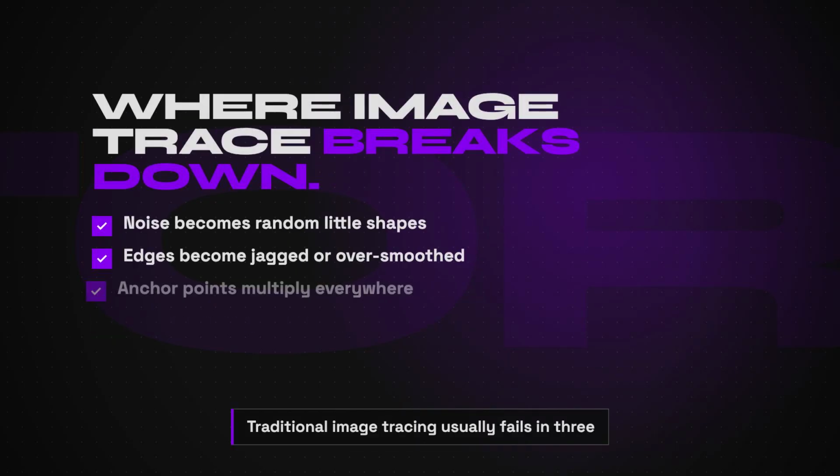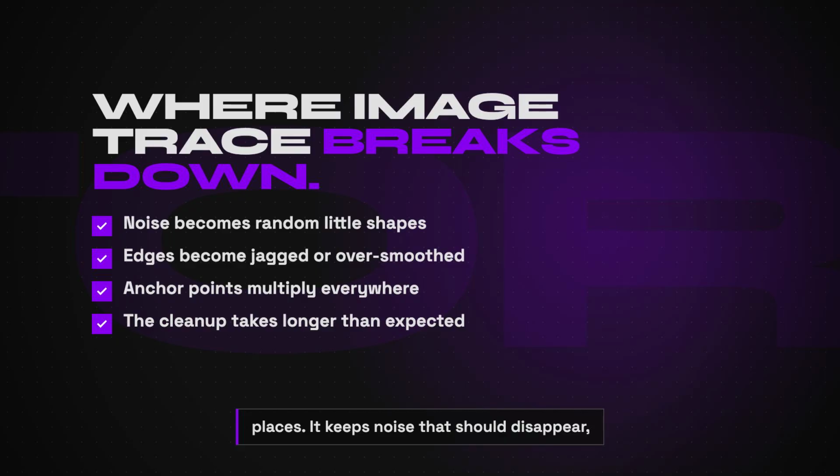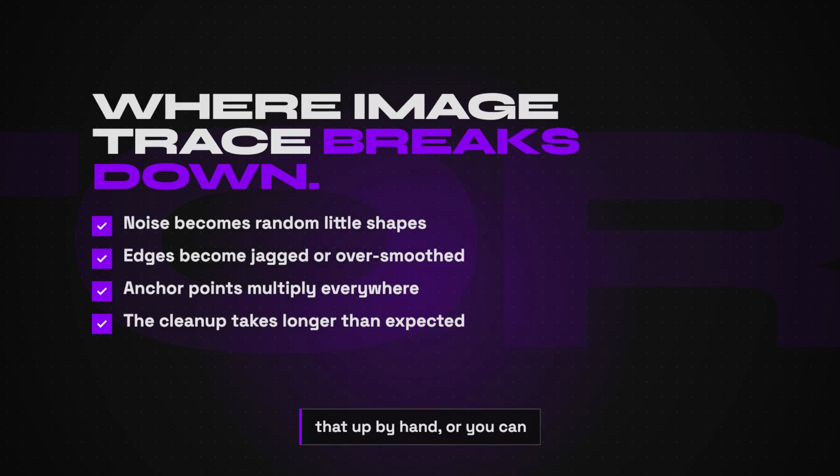Traditional image tracing usually fails in 3 places. It keeps noise that should disappear, it adds too many anchor points, and it turns soft pixels into awkward shapes. You can spend the next hour cleaning that up by hand, or you can start with a smarter vectorized result.